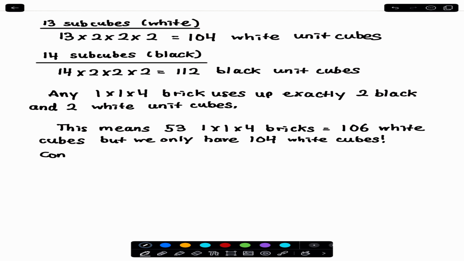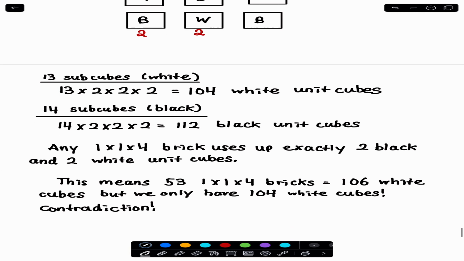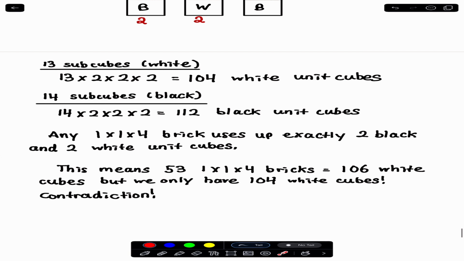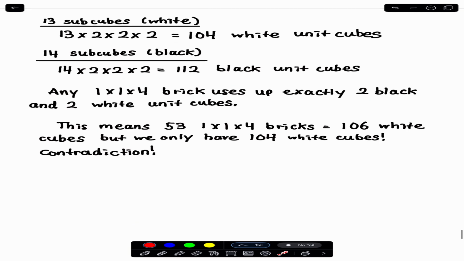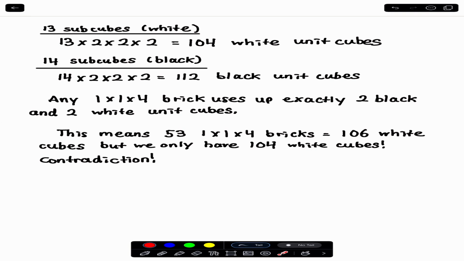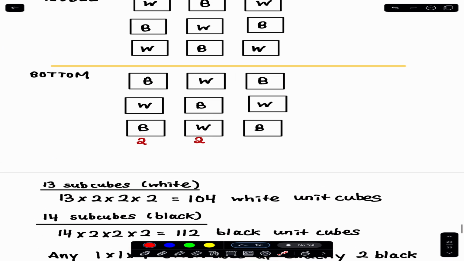And let's write down my favorite word of the day, contradiction, because that's basically what we've been doing all day. This is all just proof by contradiction. And of course, I just happened to choose 13 white and 14 black, but again, without loss of generality, it goes both ways. It could have very easily been 13 black subcubes and 14 white subcubes, and then in that case, we would need 106 black cubes, but we only have 104 black cubes. So it's the same logic, works for both colors either way.